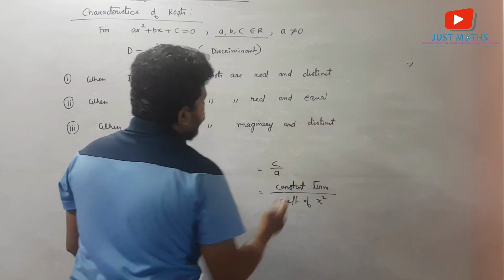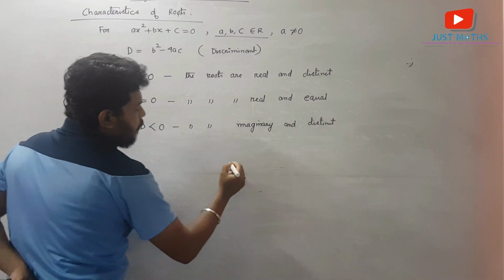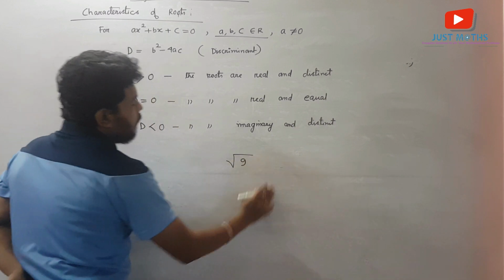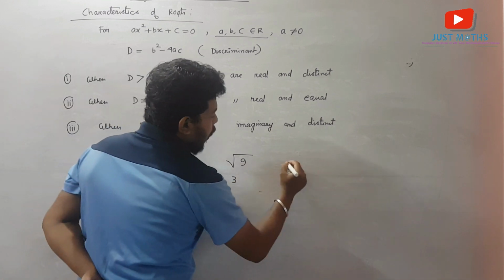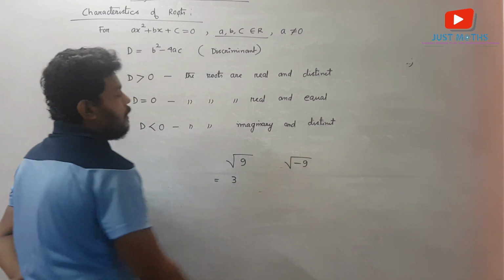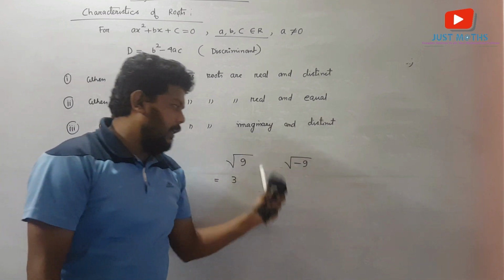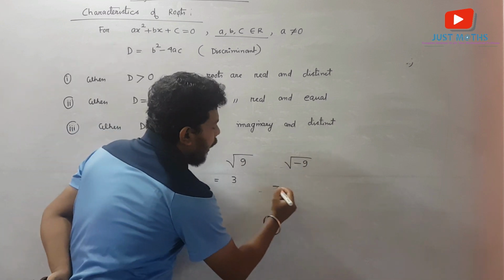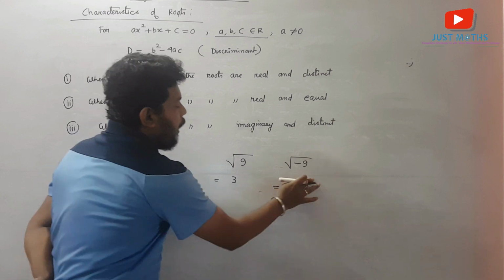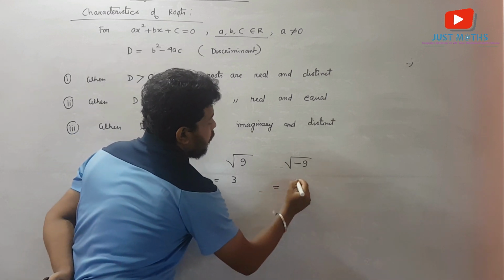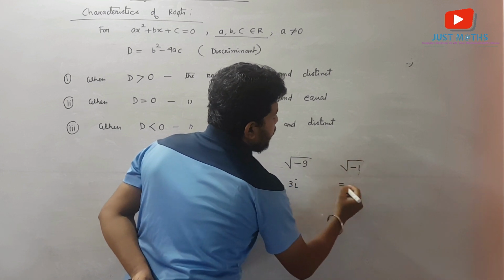Now, what are imaginary roots? Suppose you are given square root of plus 9, it is equal to plus 3. But if I write square root of minus 9, it is undefined. Up to class 10, we say it is undefined. But now we will write it as 3 times i. We can write root of minus 1 as i.